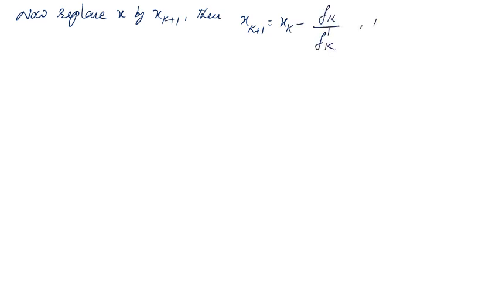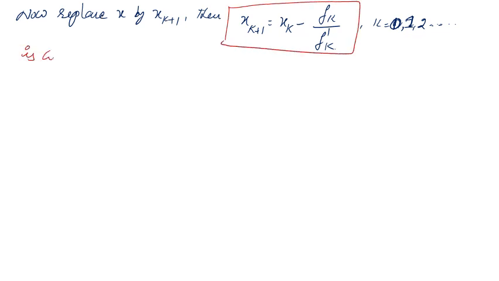Now replace x by xk plus 1, then xk plus 1 equal to xk minus fk by f dash k. This is for k equals 0, 1, 2 and so on. This formula is called the Newton Raphson method.